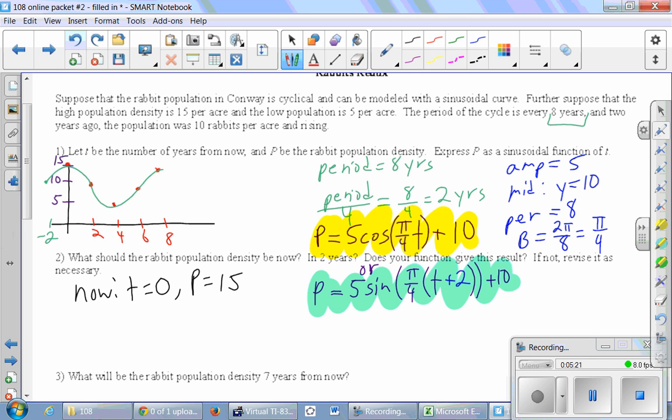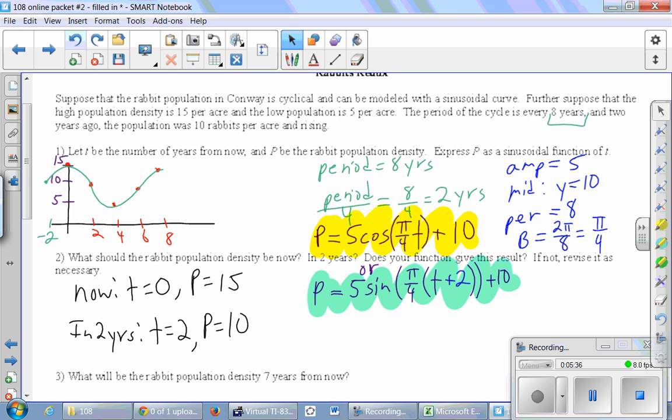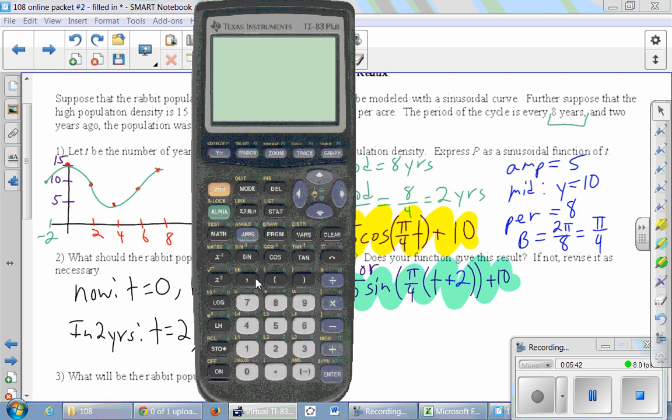And then 2 years from now, so in 2 years, t is positive 2. And if we look at the graph, positive 2 is here, and it should be at 10 at that point. So we should get p equals 10. And this would be a good opportunity to really make sure that the function that we picked is correct, or does what we think it's supposed to do.